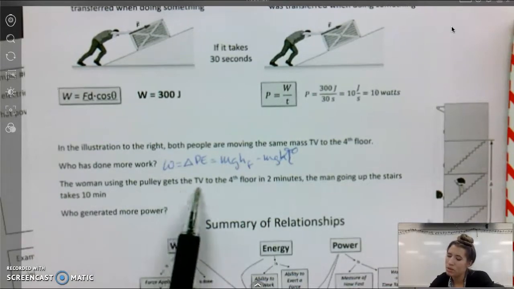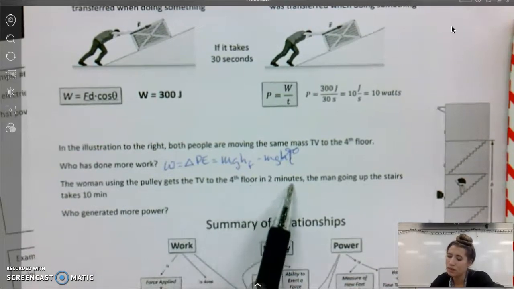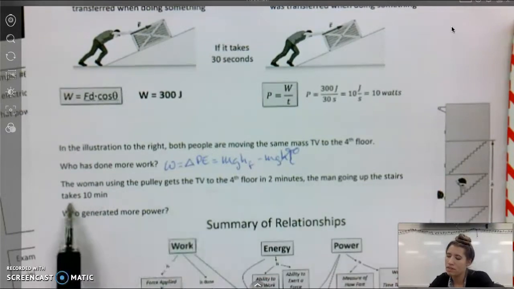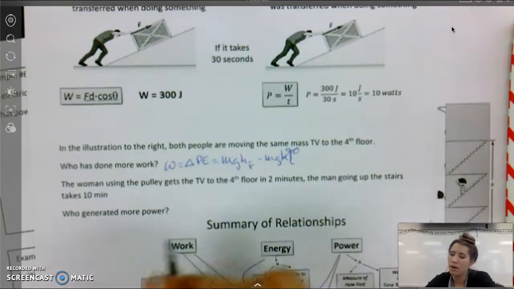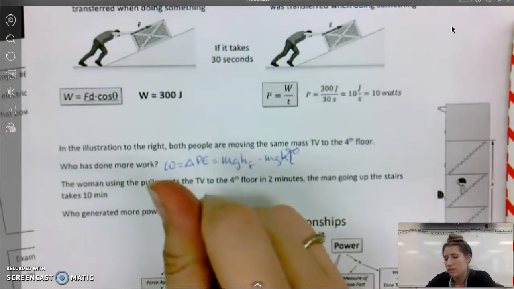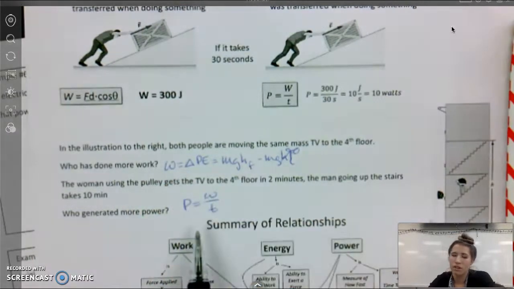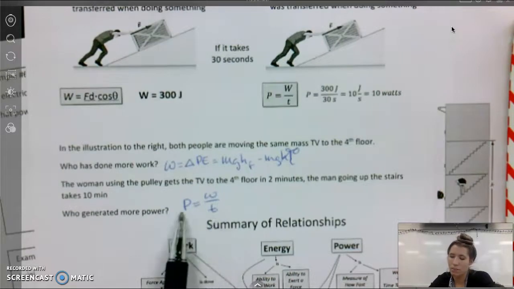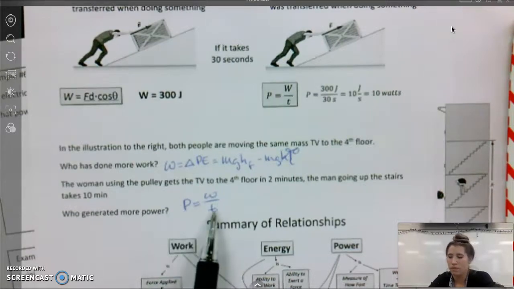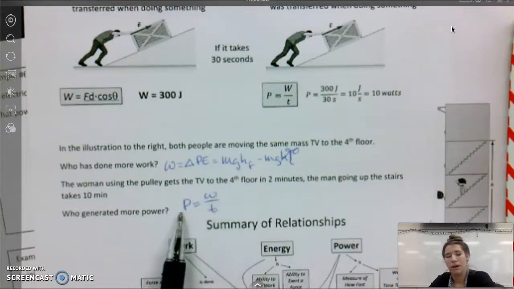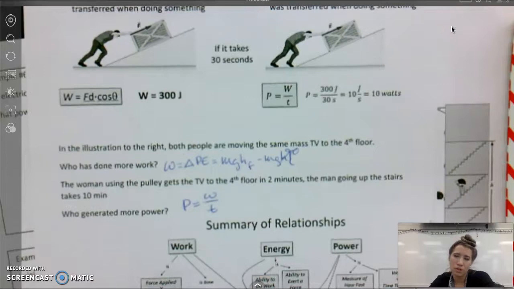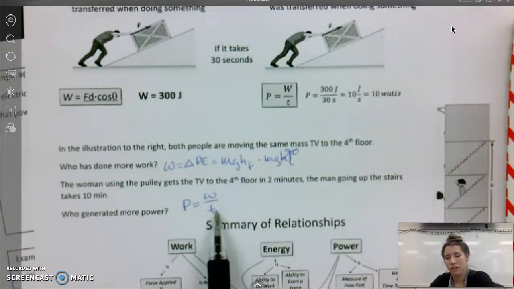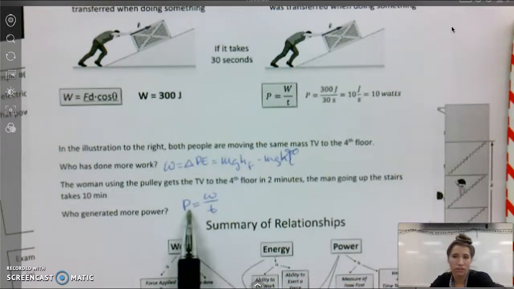The woman using the pulley gets the TV to the 4th floor in 2 minutes. The man going up the stairs takes 10 minutes. Who generated more power? Power is equal to work over time. If we have a small amount of time, we have a larger amount of power. If we have a larger amount of time for that energy transfer, we have less power. Power and time are inversely proportional: when one gets big, the other gets small. So if the woman spends a smaller amount of time, then her power must be greater.